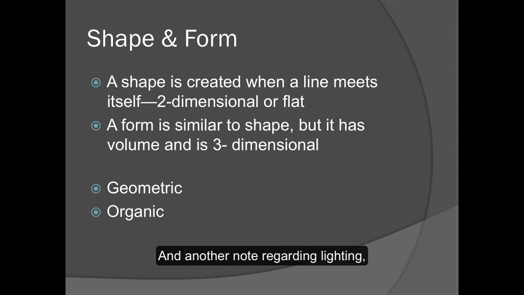And another note regarding lighting. In landscape photography, oblique lighting, we're talking about lighting from the early morning or later in the day. So it's not a direct overhead light, it's more of an oblique light, and this really enhances natural textures. Let's take a look at some examples here.